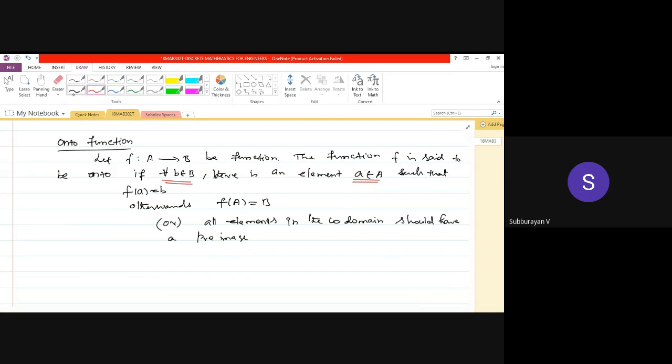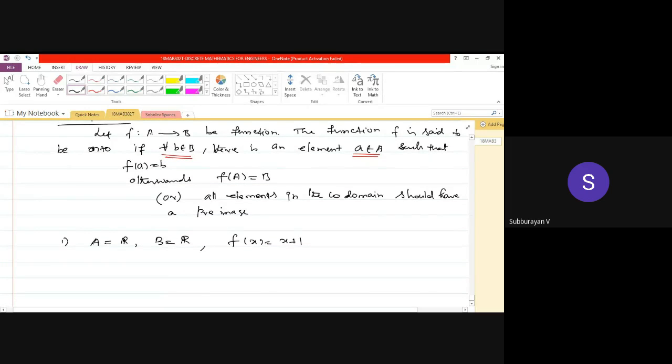Simple problem, first one. Suppose A is equal to the set of real numbers and B is equal to the set of real numbers. I define f of x equal to x plus 1. F of x equal to x plus 1. Is it an onto function?